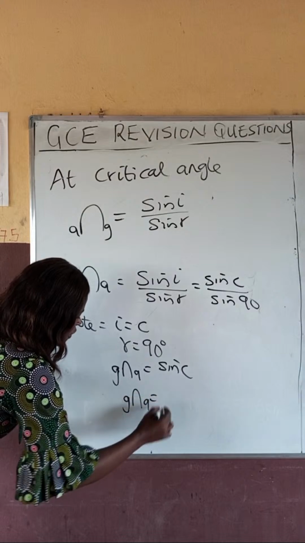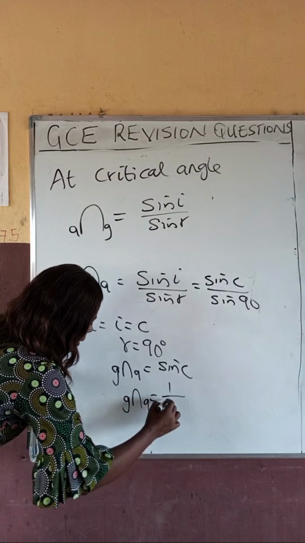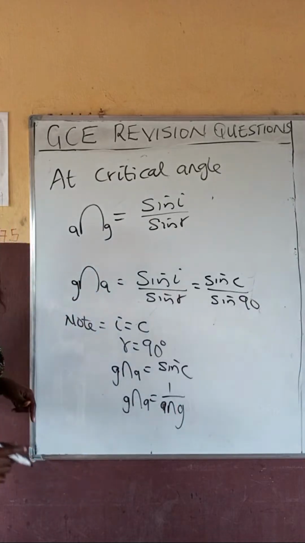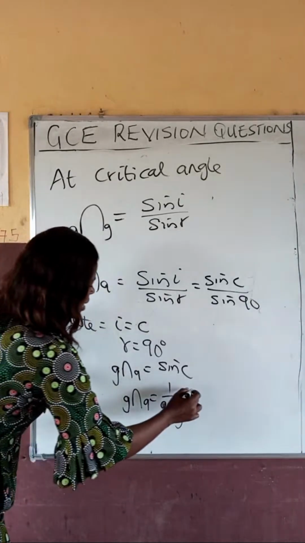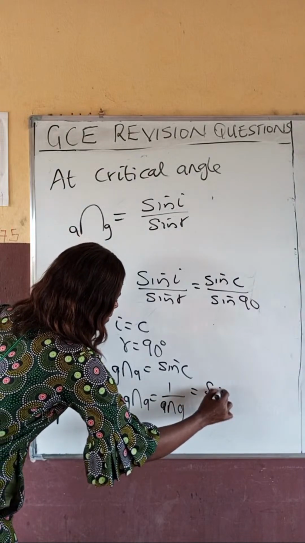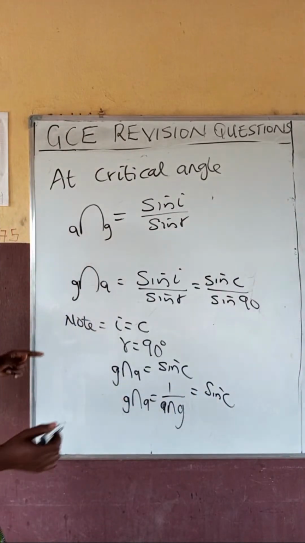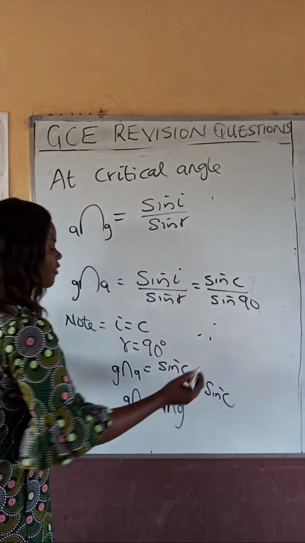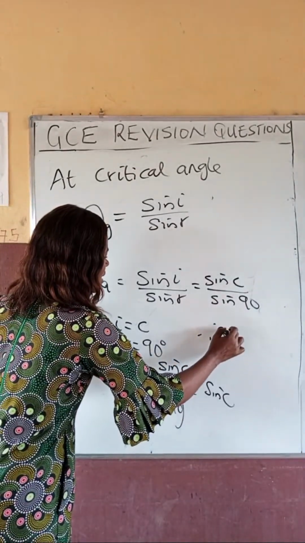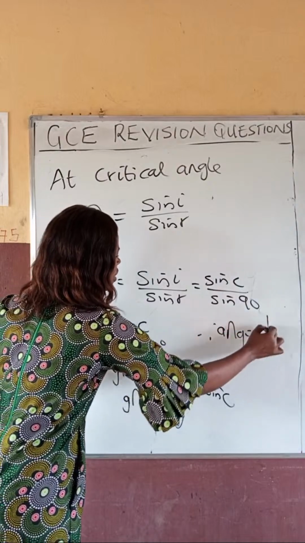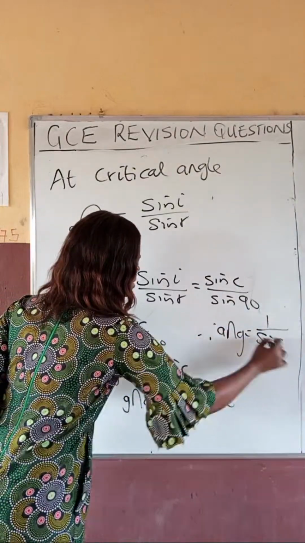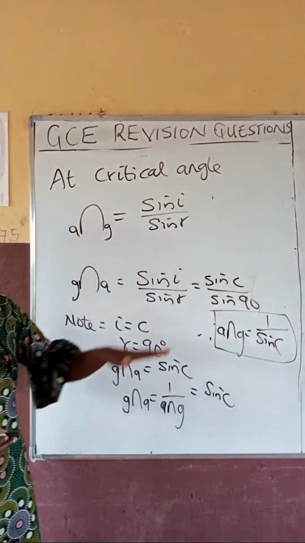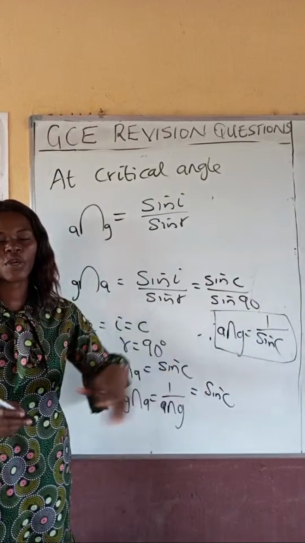But we must not forget that gna is the inverse of what? 1 over ang, right? Then it's equal to what? Sine C, right? So we can say now, therefore, my refractive index ang is equal to 1 over sine what? C. This is a relationship connecting the refractive index and the critical angle.